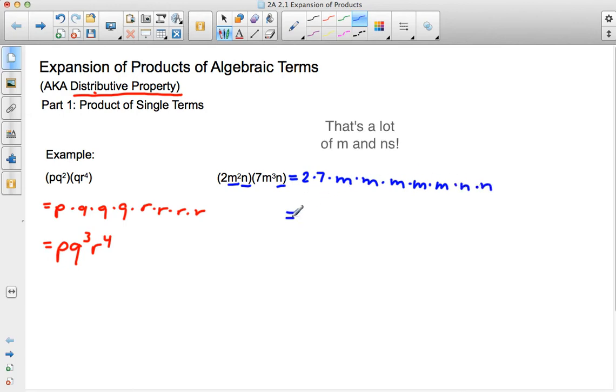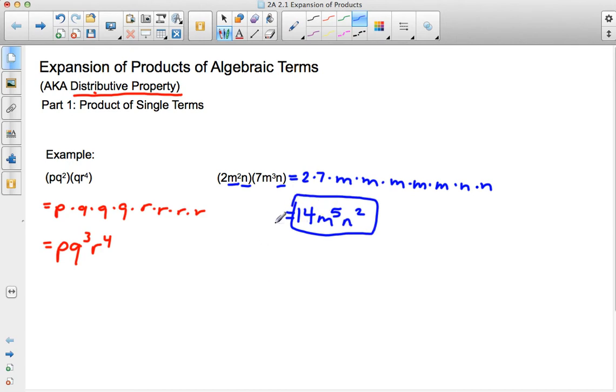Alright, so when I start to combine my like terms, I see that I have 2 times 7 is 14. Then I have m times m times m times m times m. So I have 5 m's being multiplied together. Remember, an exponent's telling me how many times that base is being multiplied together. And then I have 2 n's. So my answer ends up being 14 m to the fifth n to the second.